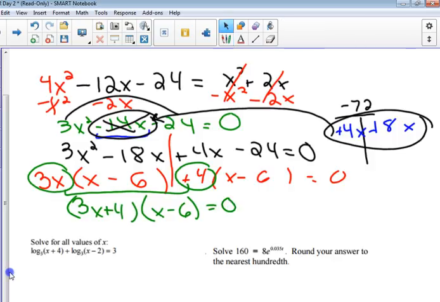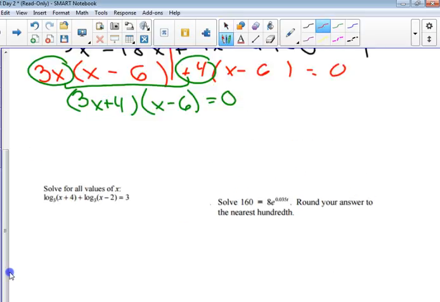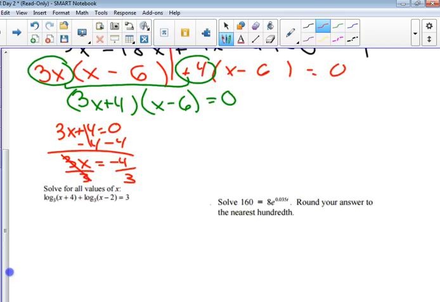Alright, your last step, what do you have to set all these equal to? 0. Good job. So 3x plus 4 equals 0. Right, minus 4. Did you guys get negative 4/3 and 6?